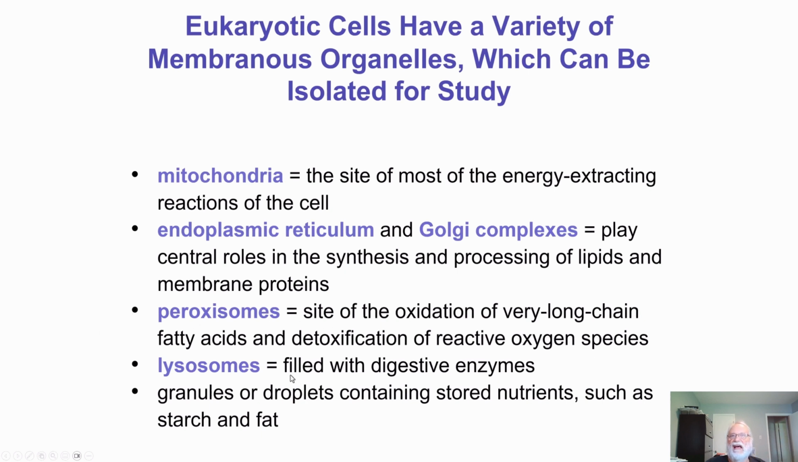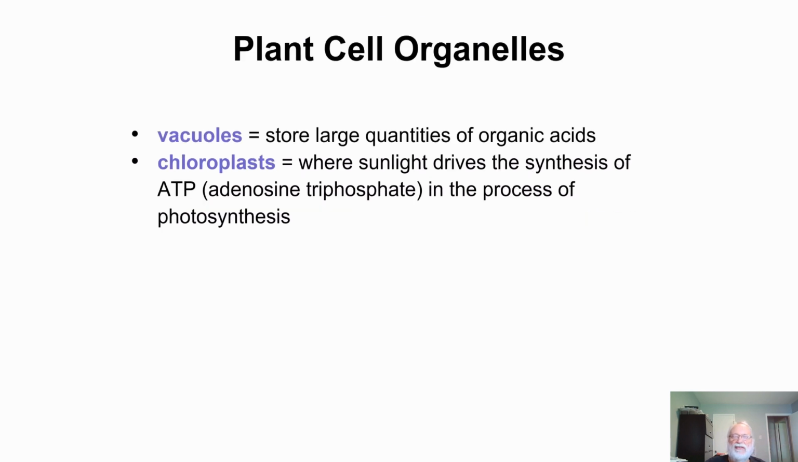Lysosomes have digestive enzymes that break down complex carbohydrates, peptidoglycans, and proteins, all degraded into their inner components so they can be recycled within the cell. Then in the cytosol, there are granules or droplets containing nutrients like starch and fat. Plant cell organelles are the same as those in eukaryotic animals. They also have a large central vacuole that contains large quantities of organic acids and things like that, and these organelles are really there for structural strength in the plant as well.